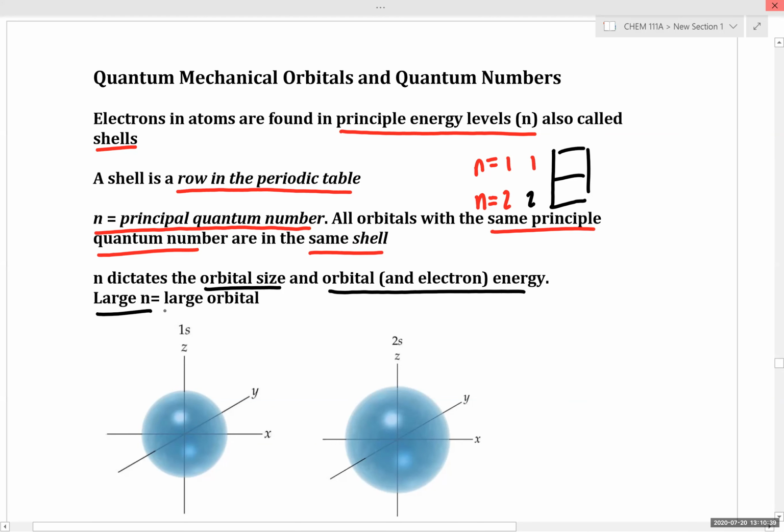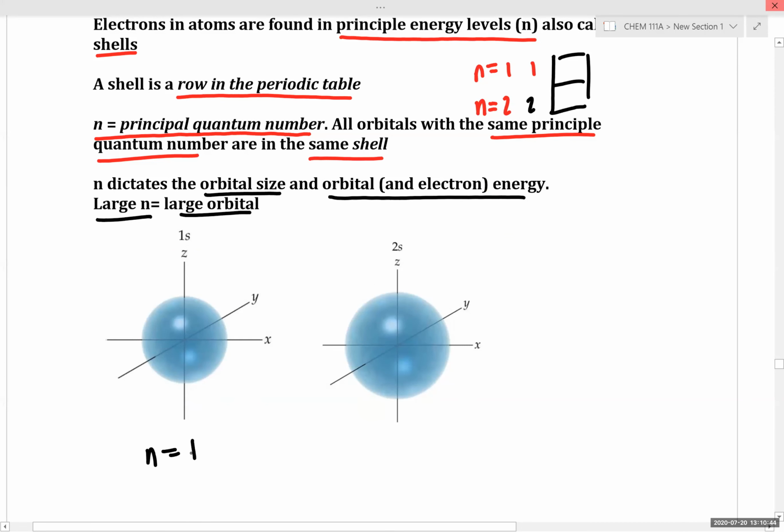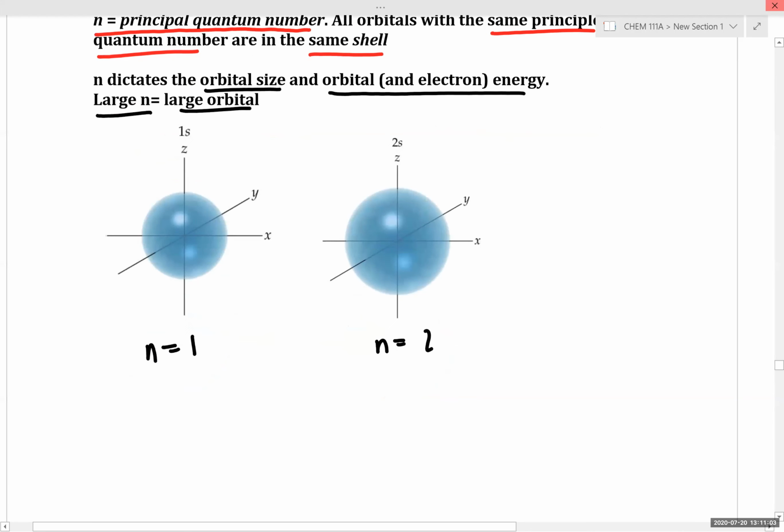The larger the n, the larger the orbital. So here we have an n equals 1 orbital compared to an n equals 2 orbital. And my question to all of you is, which orbital is larger? Which electron is farther from the nucleus? The n equals 2. And because the n equals 2 orbital is larger, a larger orbital leads to electrons farther from the nucleus.